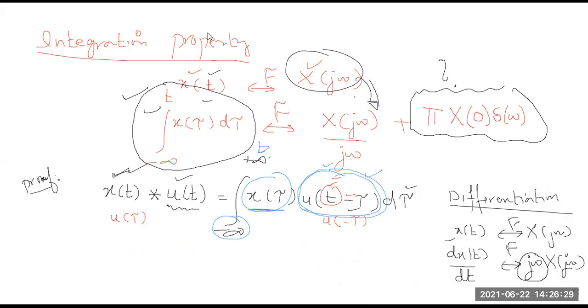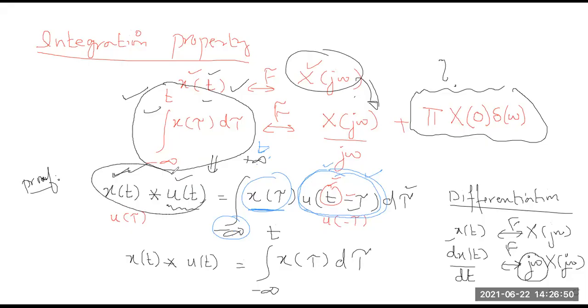So what we have proved right now is that x of t convolved with u of t is simply the integration from minus infinity to t of x of tau d tau, which is exactly this thing. That is why I said that we can write this thing in this way as well.